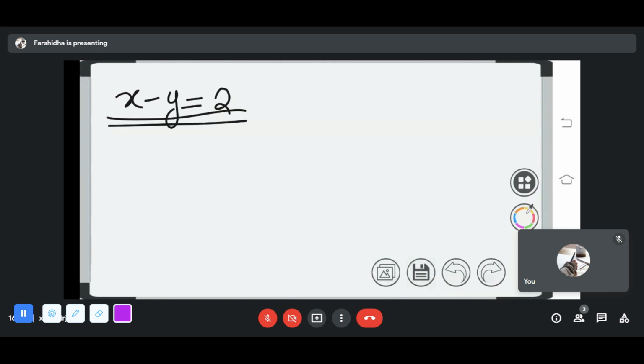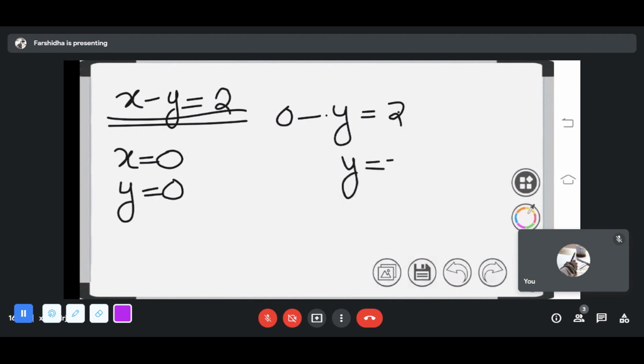Can you do this one? First put x is equal to 0. Then y is equal to... If you put x is equal to 0, 0 minus y is equal to 2. Minus y is equal to 2. No, y is equal to minus 2, because minus y is equal to 2, therefore this minus will go to the other side. So if x is equal to 0, y is equal to minus 2.